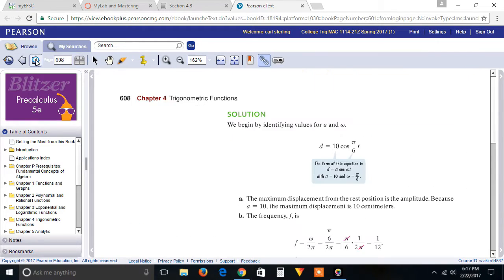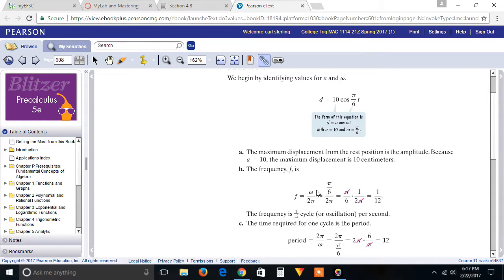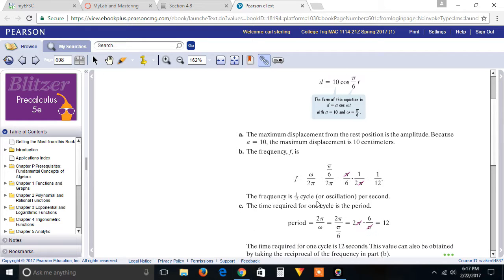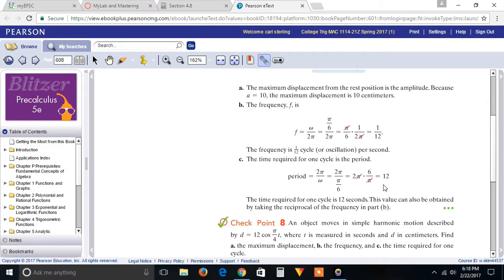Let's check out what the book had to say on that one. For finding the frequency, they do omega over 2 pi. To find the period, they do 2 pi over omega. So those are the only two differences. You really only have to find one or the other, and once you find one, the other is simply the reciprocal. Pretty simple. You only have to do the math for one, not for both.